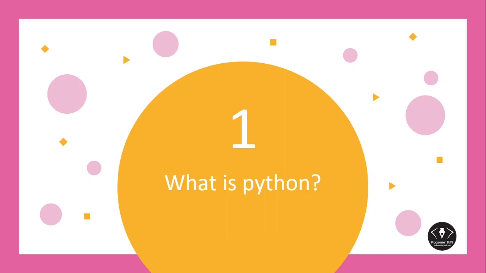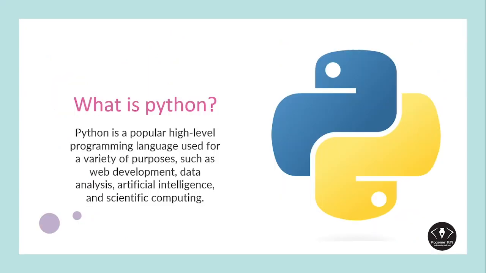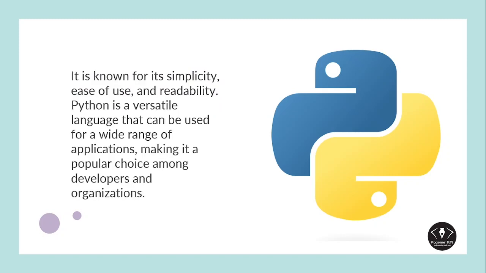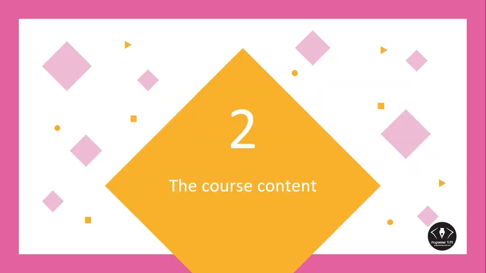First, let's go with what's Python. So, Python is a popular high-level programming language used for a variety of purposes, such as web development, data analysis, artificial intelligence, and scientific computing. It is known for its simplicity, ease of use, and readability. Python is a versatile language that can be used for a wide range of applications, making it a popular choice among developers and organizations.